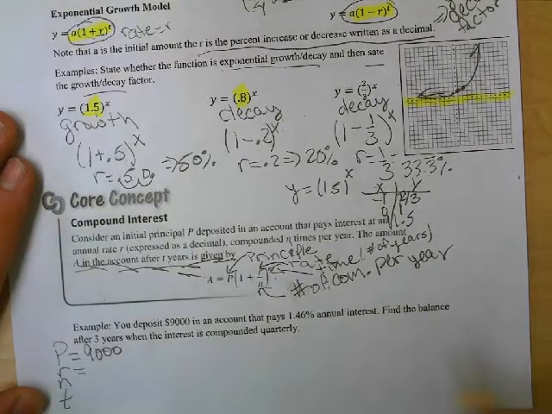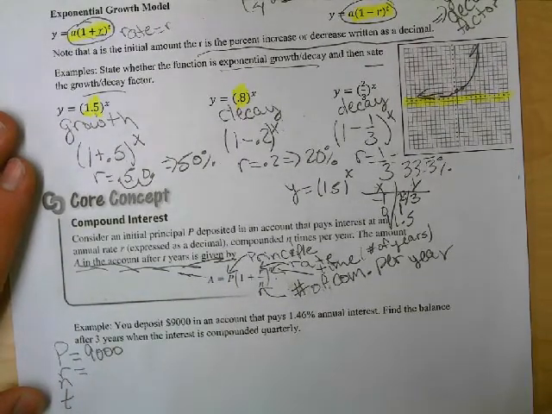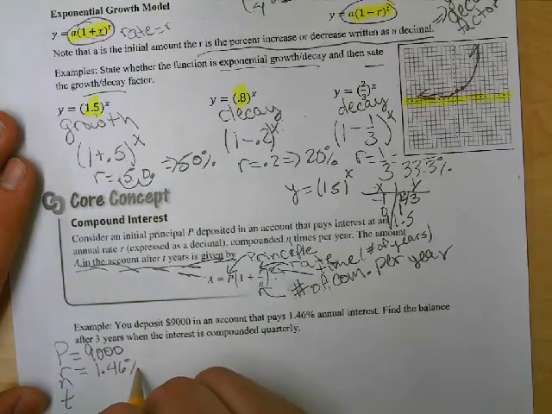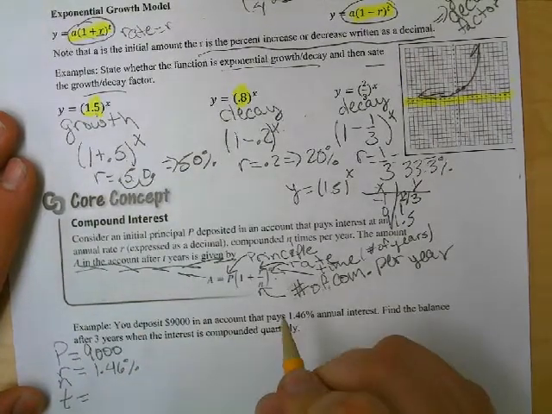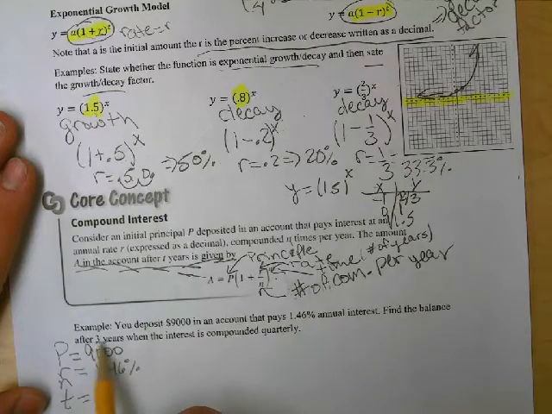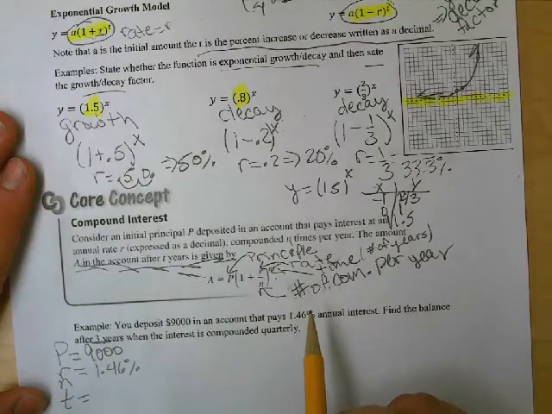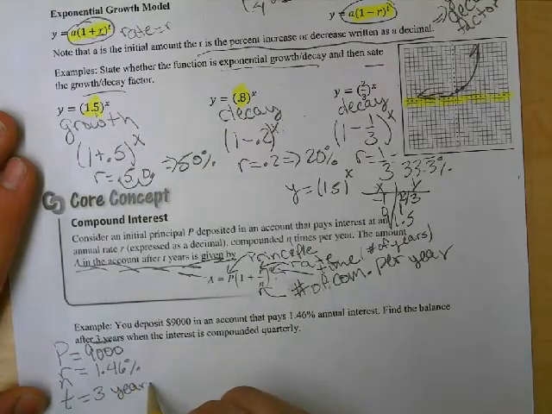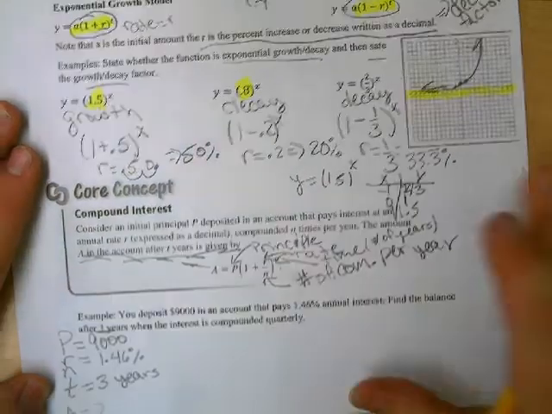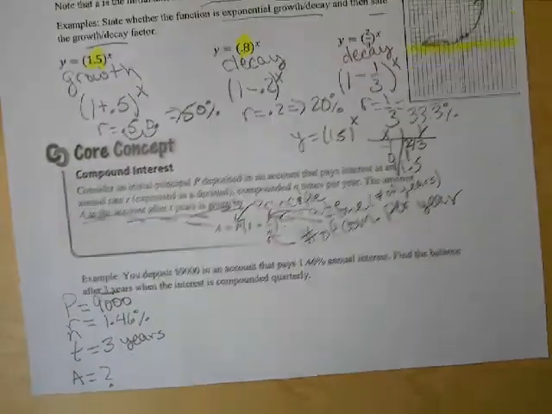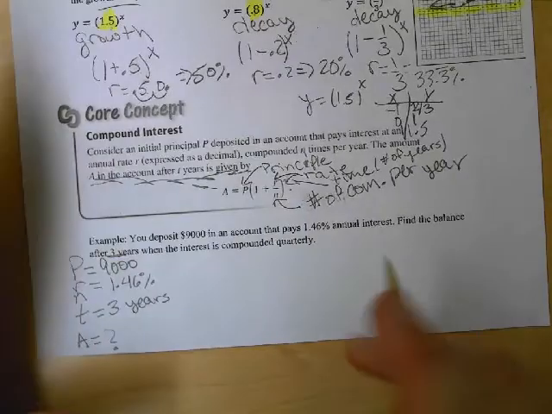What's my rate? 1.46%. Drayden, what's my time? How long is this going on for? Well, let's read the story problem. How many years? 3 years. You're right. So now we kind of know what we're working with. So now we can kind of plug it into our formula.